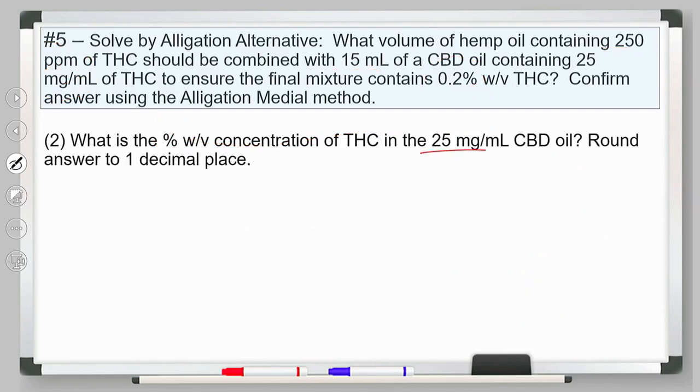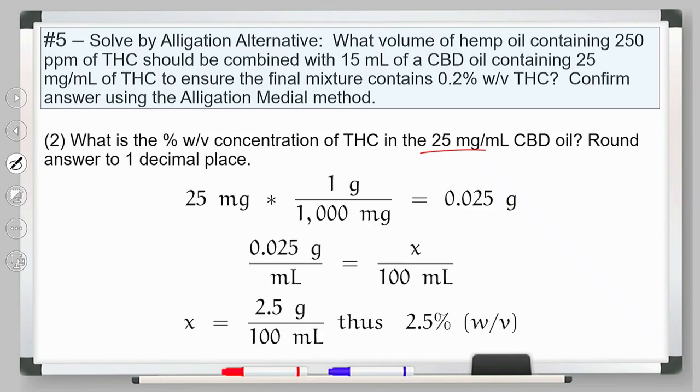So I'll give you another minute there. How do you convert 25 milligrams per mil? Convert milligrams to grams, and convert mils to 100 mils. 25 milligrams converted to grams, we divide by 1,000, so 25 divided by 1,000 is 0.025 grams. That was per milliliter though. So if we set that equal to some unknown number over 100 milliliters and solve for x, we get 2.5 grams per 100 milliliters, or 2.5%. So now I have a high concentration, we just solved for a low concentration, and there's my desired concentration.